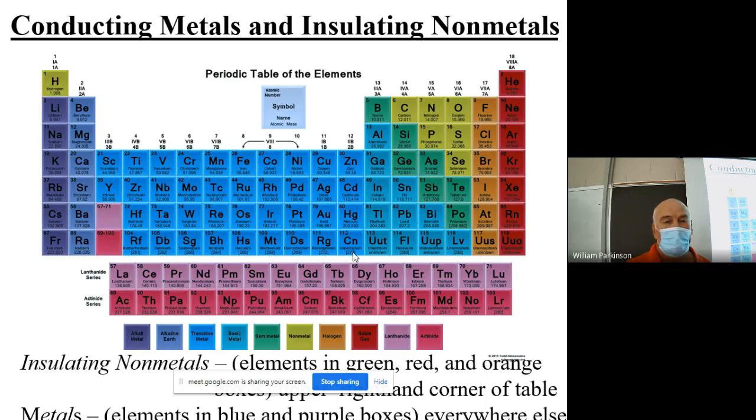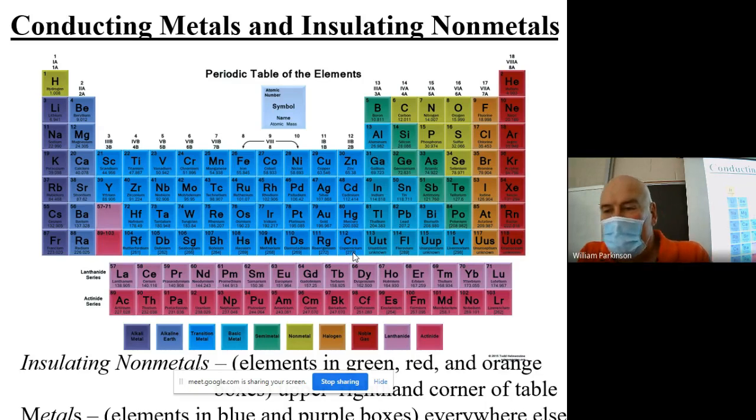Now, the non-metals are the insulators. And believe me, this is one of the ways in which they establish which of these clubs you happen to be in. The non-metals are the elements in green. Now notice hydrogen is kind of an outlier. It's way on the left at the very top, but it's an element in green.